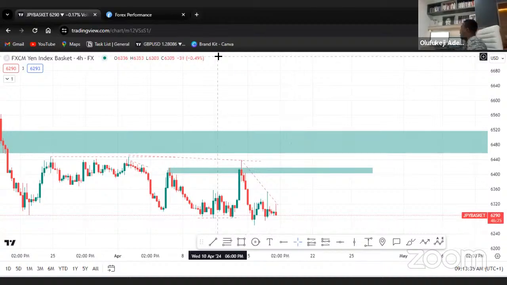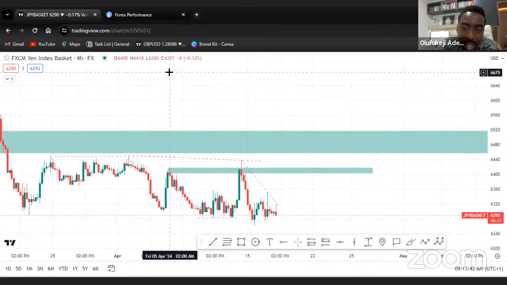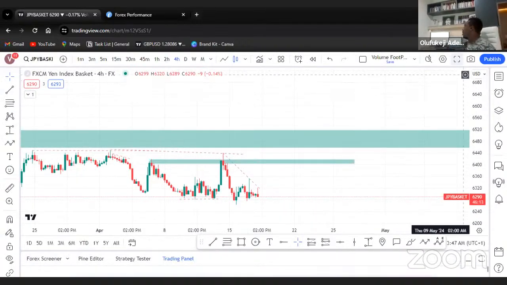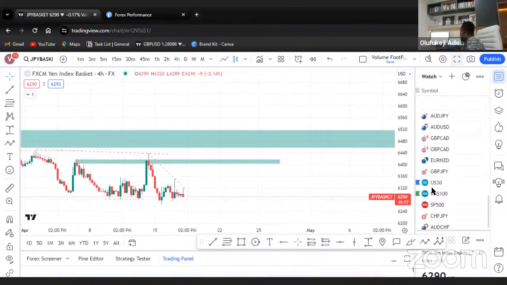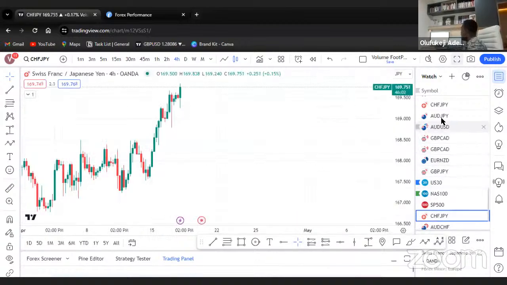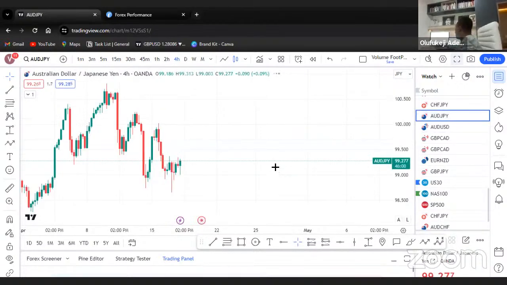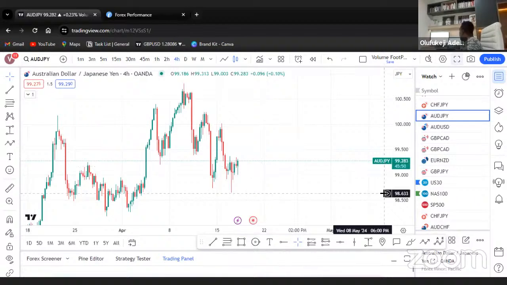So that's basically it. Now, let's go back to the intraday trade that I'm looking at. I'm just following CHFJPY because it's a recurrent theme. We want to see how it will play out. So for today, intraday-wise, I'm looking at AUD, the Aussie. I want to buy the Australian dollar. That's what I'm tentatively looking at.